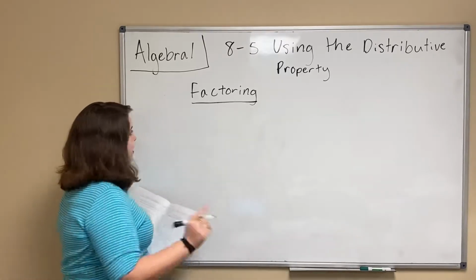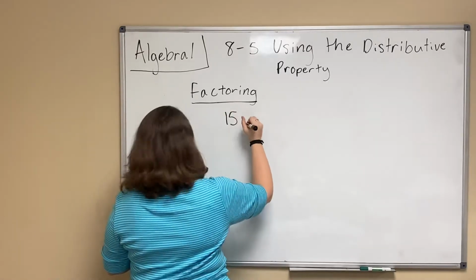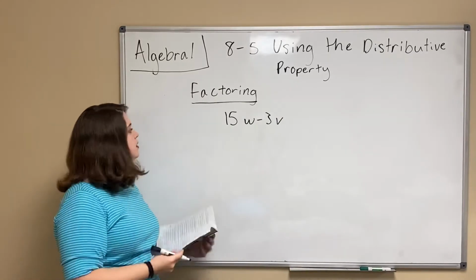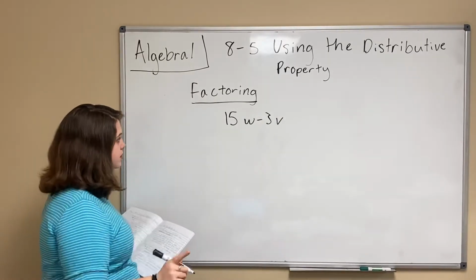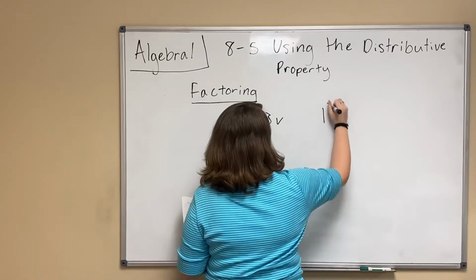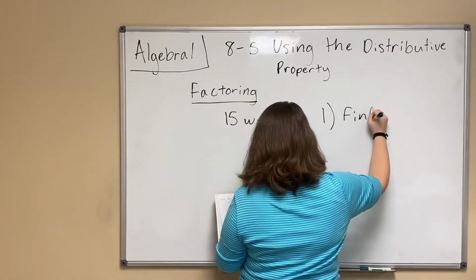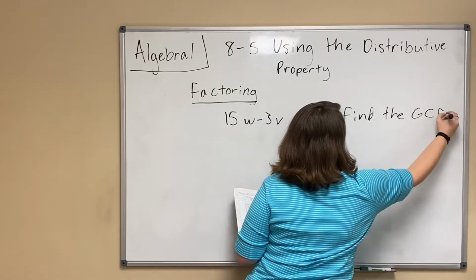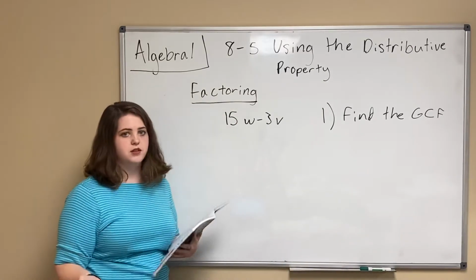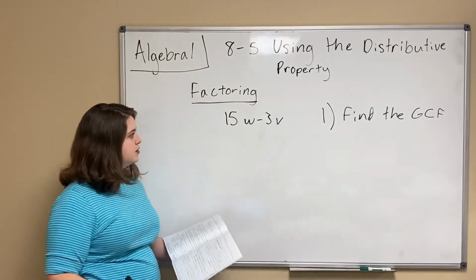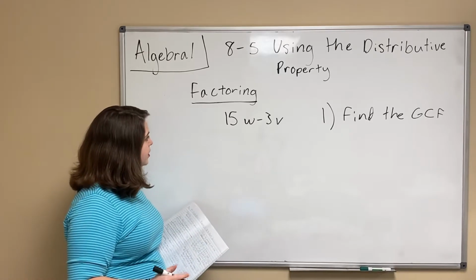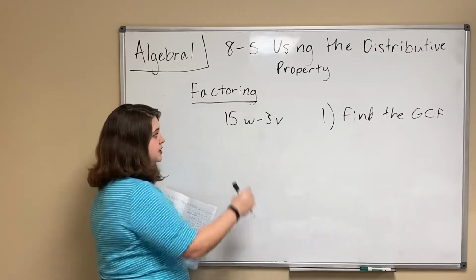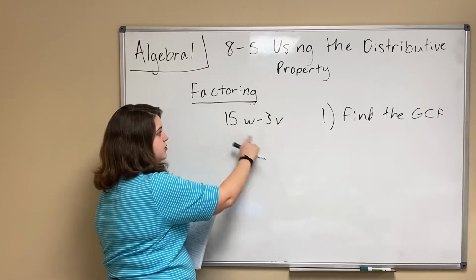together. Okay, so if I have 15w minus 3v, the first thing I'm going to do is find the greatest common factor of both terms. So that's the greatest number that we can divide out of both of these terms. So in this case, that looks like it's going to be 3, right? Because we can take 3 out of both of these.